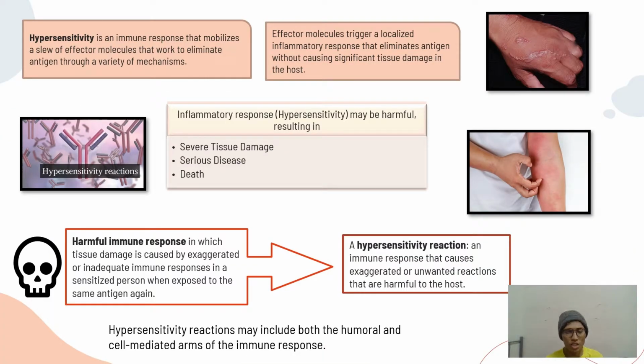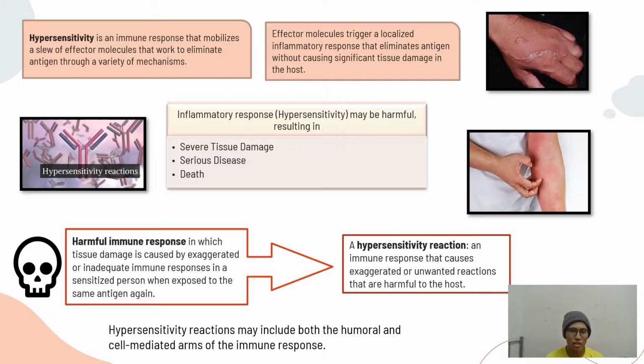What is hypersensitivity? Hypersensitivity is an immune response that mobilizes effector molecules. The effector molecule's function is to eliminate antigen through a variety of mechanisms. Supposedly, effector molecules will eliminate antigen without causing any significant tissue damage. Unfortunately, the inflammatory response or hypersensitivity reaction may be harmful, resulting in damage to the host, such as severe tissue damage, disease, and in the worst scenario, it will lead to death.